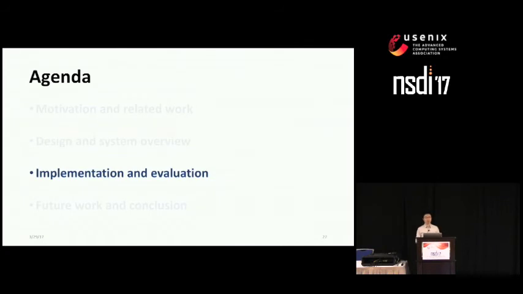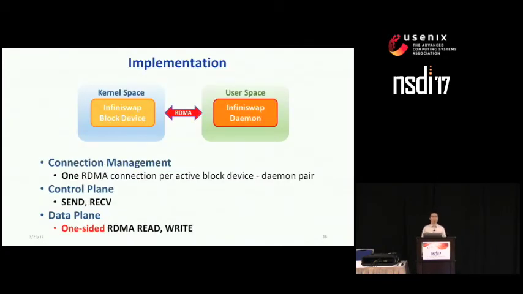In terms of implementation, the Infiniswap block device is a loadable module running inside the kernel, and the Infiniswap daemon is a user-level process. Each pair of active block device and daemon has a single RDMA connection, and this connection is shared by the control plane and data plane.